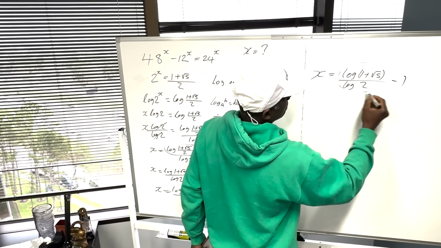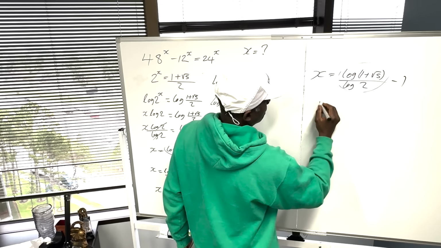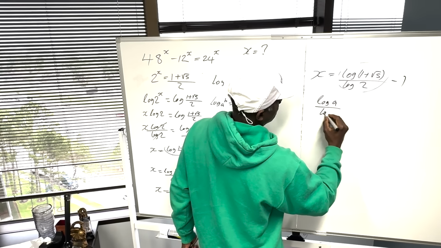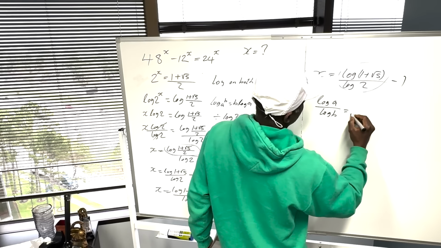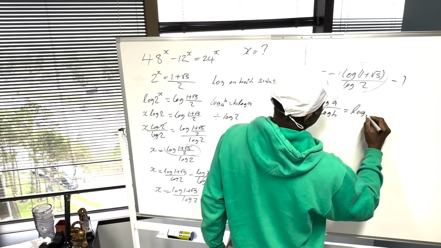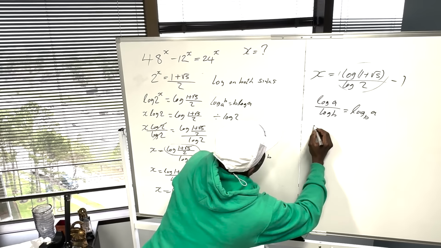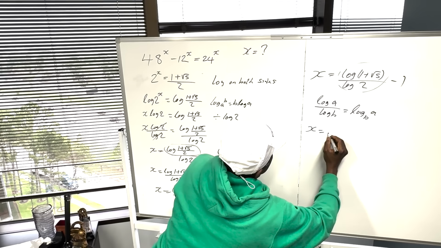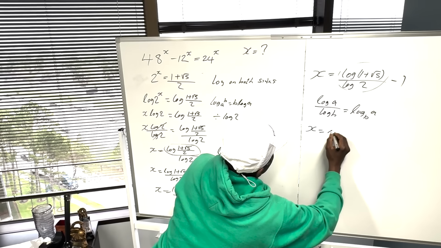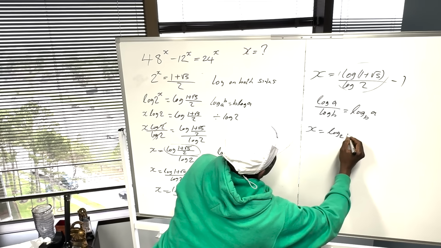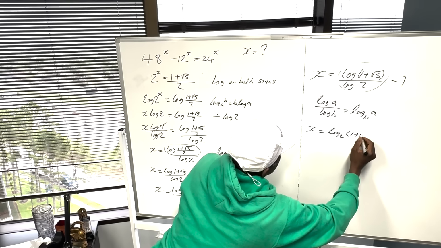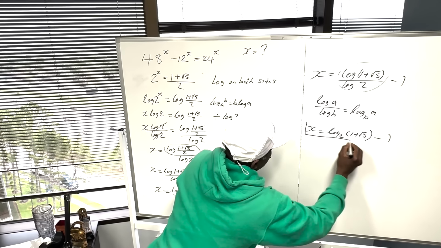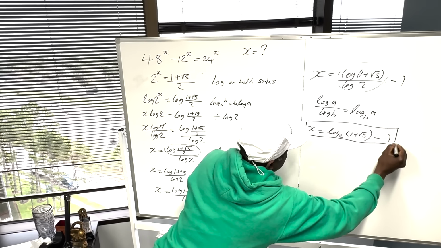From this term, we use the log principle: log a over log b is equal to log base b of a. We now get x is equal to, b is 2, so we have log base 2 of 1 plus square root of 5, minus 1. So this is your value for x.